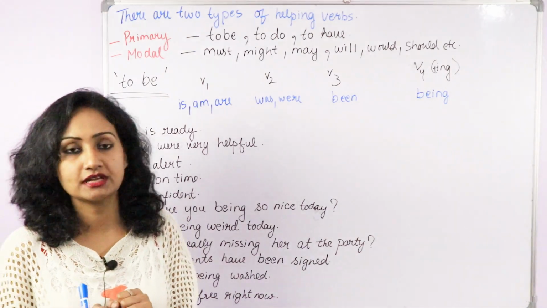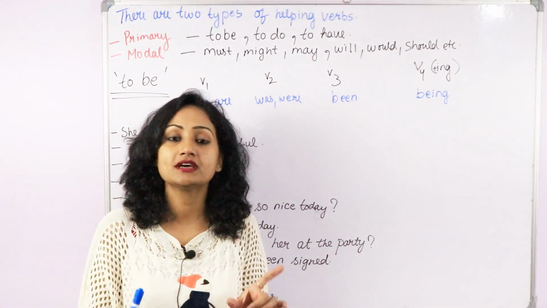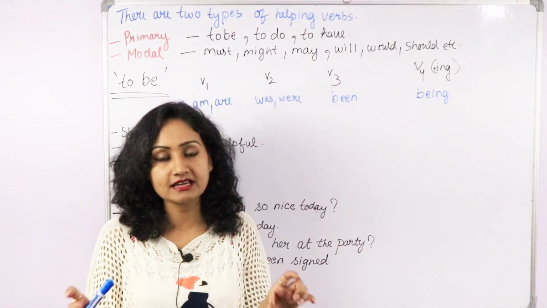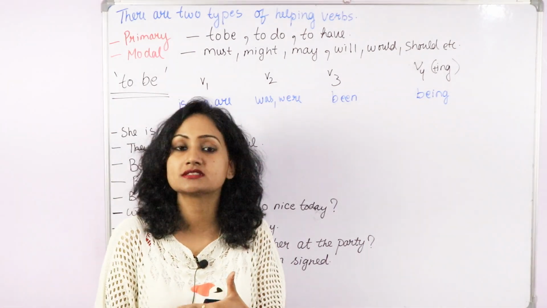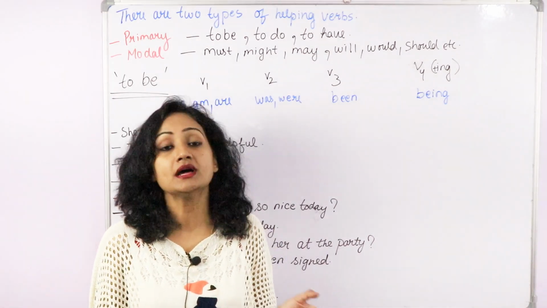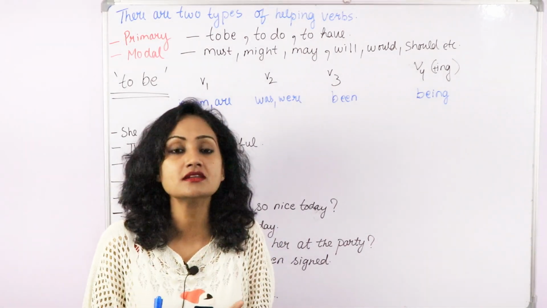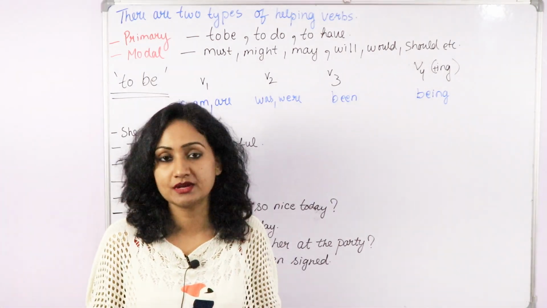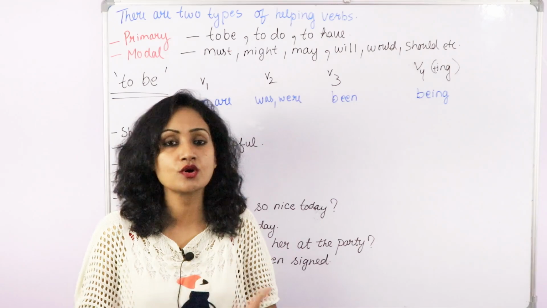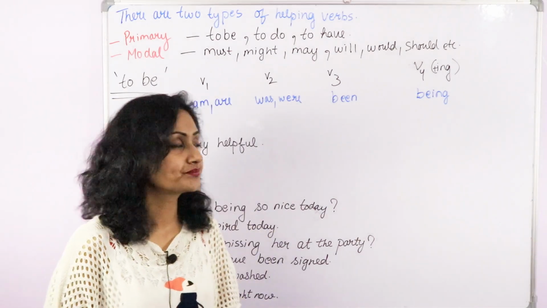One more thing I want to tell you here, whenever there is just one verb in a sentence, that acts as a main verb, no matter whether it's a main verb or a helping verb. If there is just one verb in a sentence, then that is the main verb, not a helping verb. A helping verb is always used with a main verb.